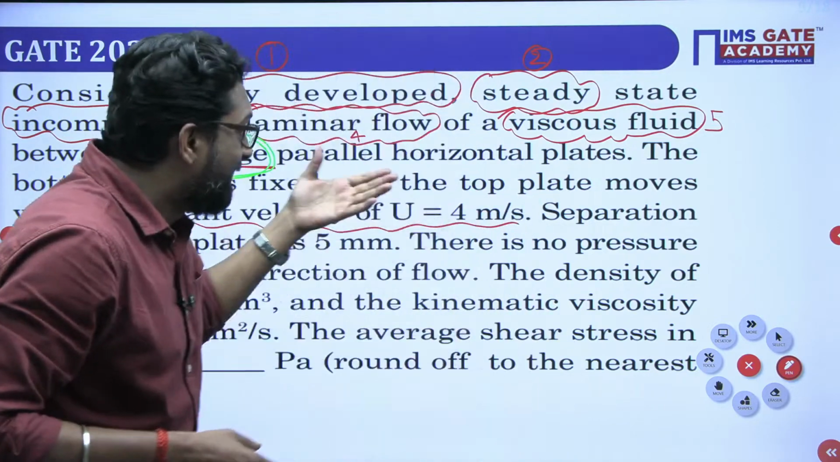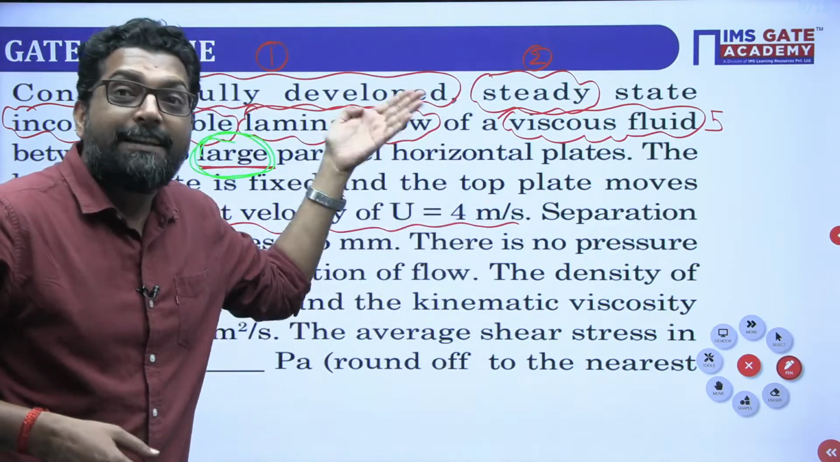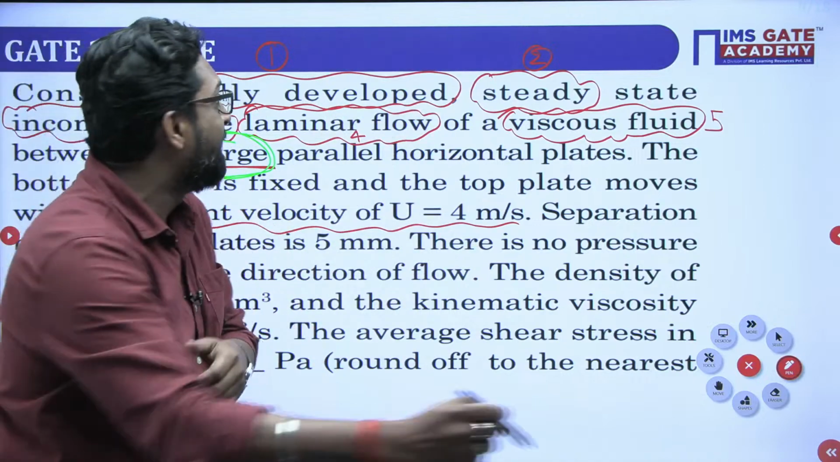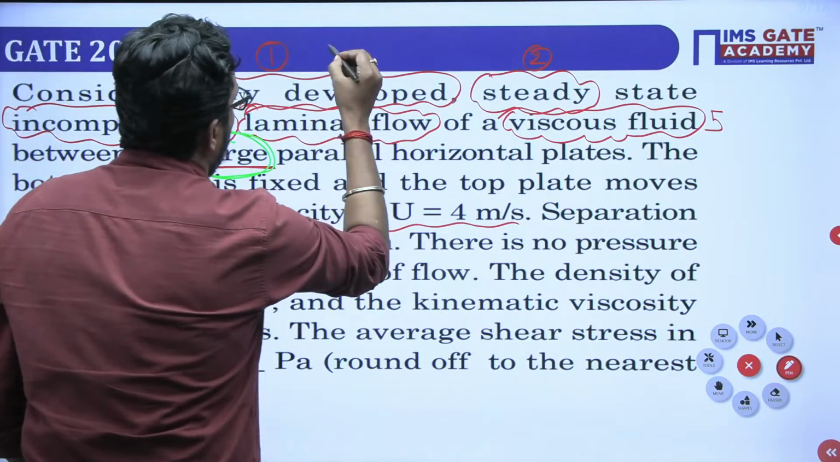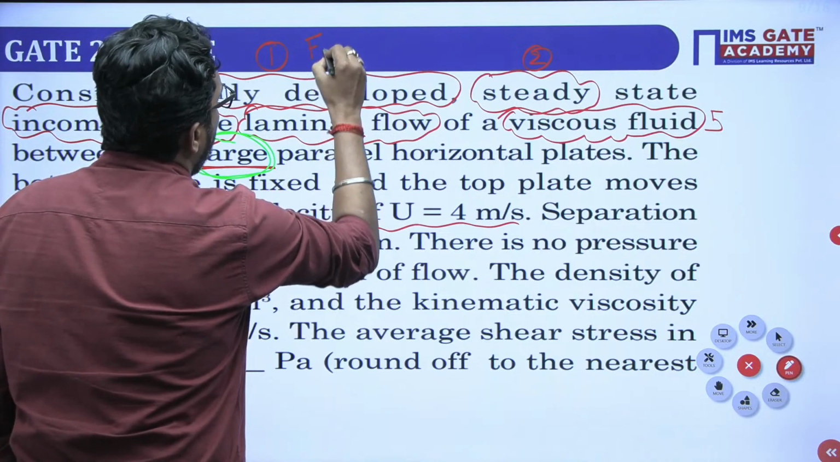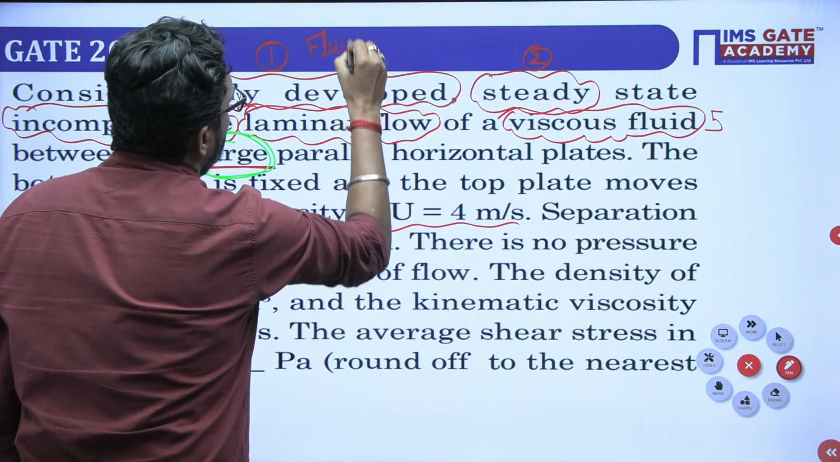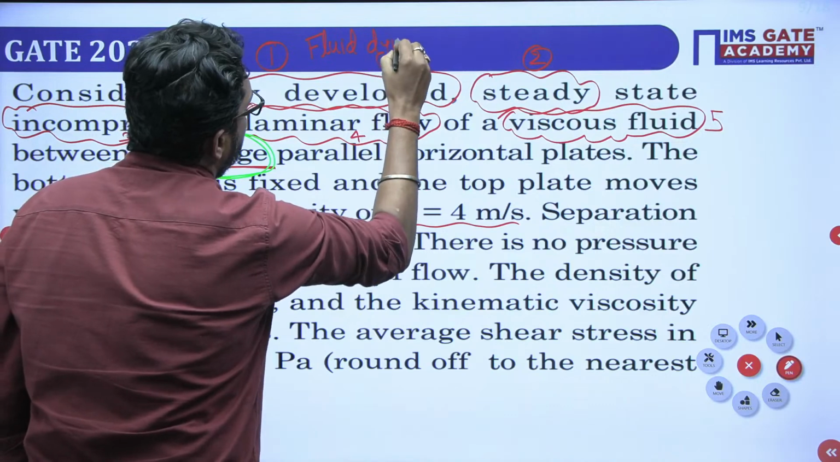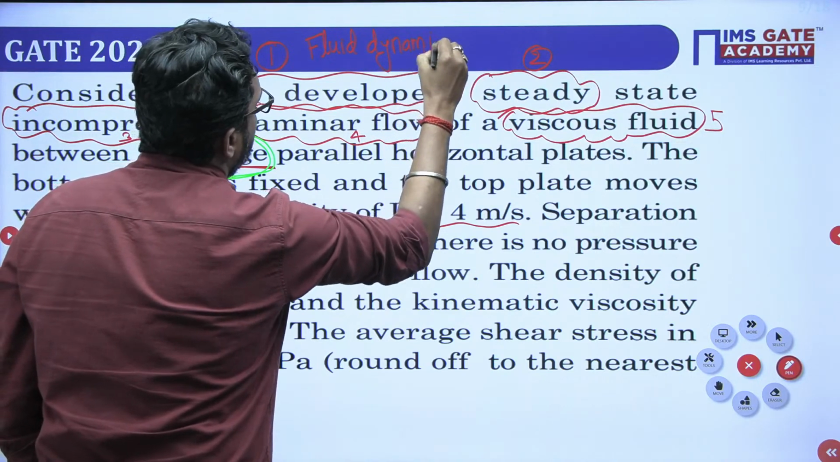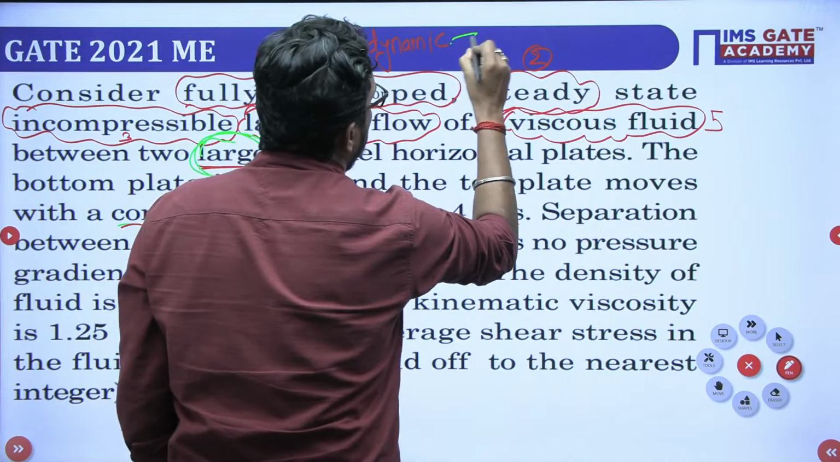So my dear, this is the question. It is modeled in fluid dynamics, and the model is Couette flow.